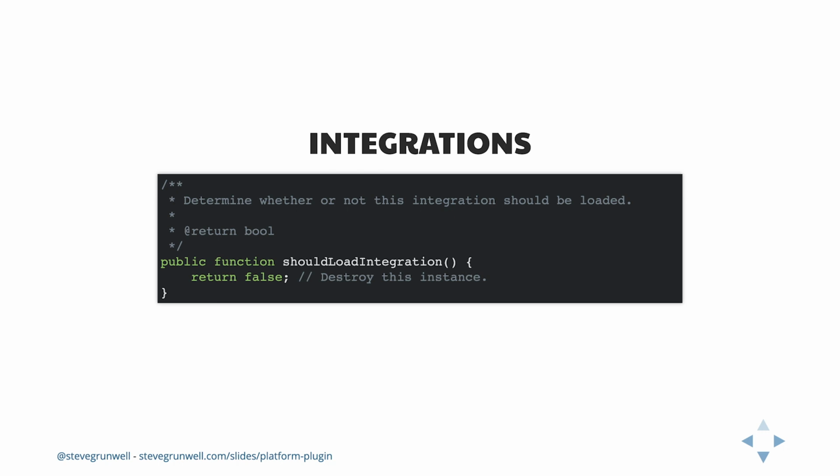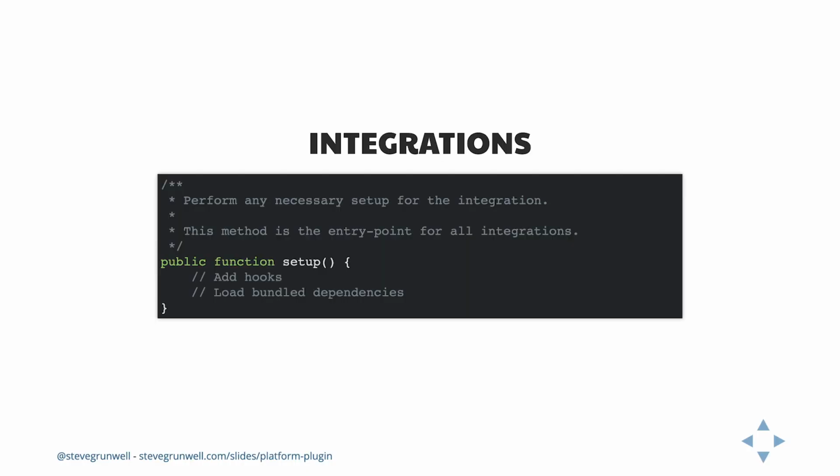Meanwhile, if this method returns false, we end up destroying the instance of the integration and we don't do anything further. We unset the variable so the garbage collector can clean it up. We remove it from the DI container, which we'll talk about in a second. We free up that memory so that we're not loading a bunch of unnecessary code and just keeping it around.